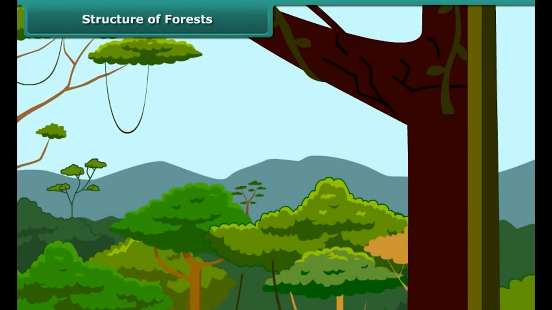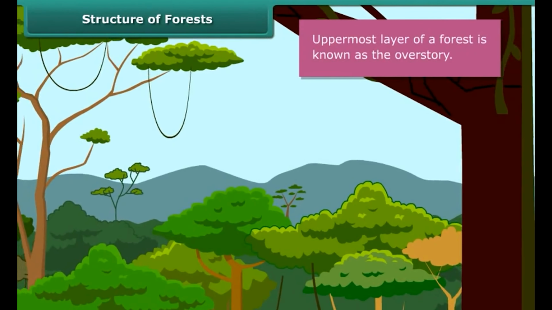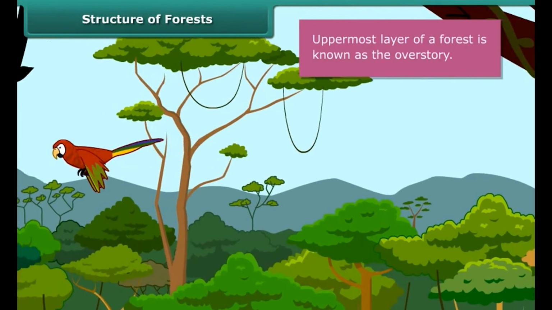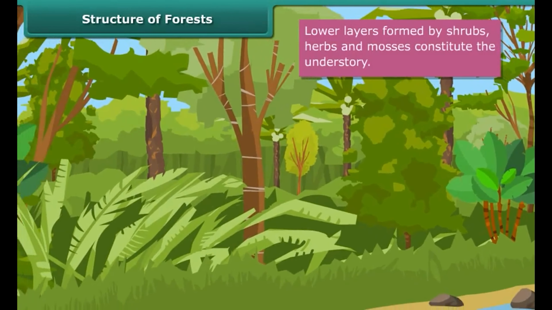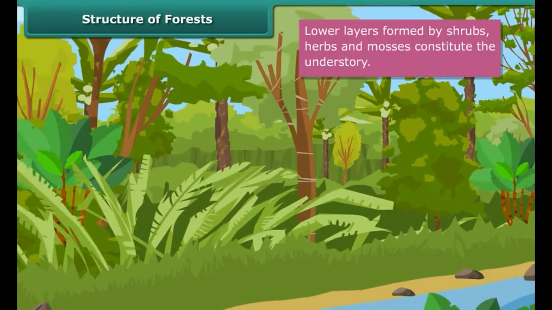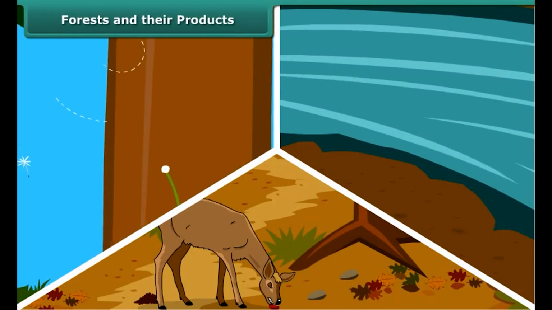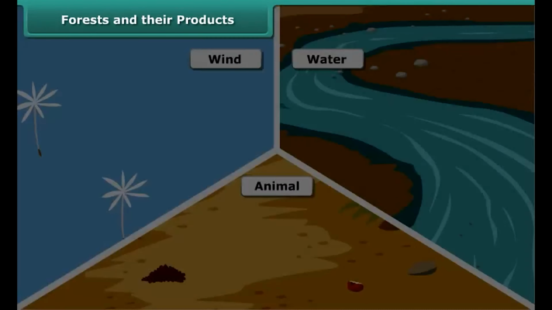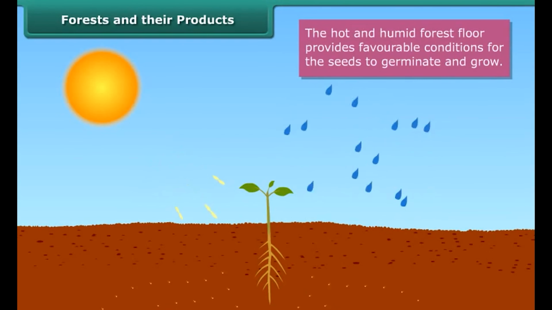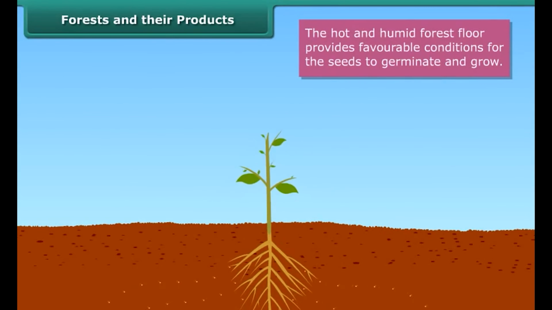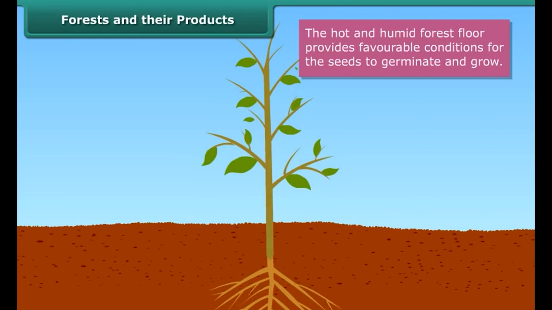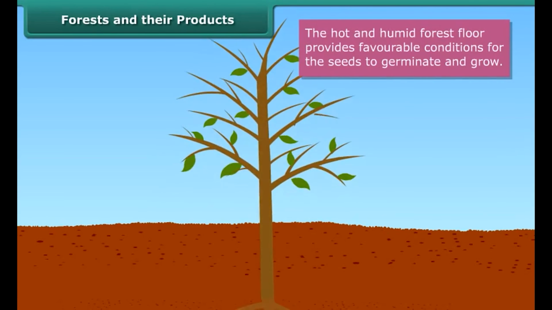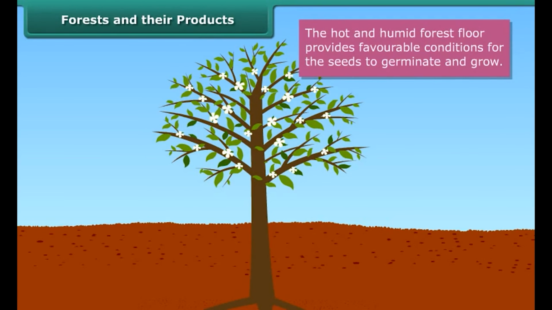A forest has a layered appearance and it has trees of different heights. While the uppermost layer is known as the overstory, the lower layers formed by shrubs, herbs, and mosses constitute the understory. Seeds produced by trees are dispersed by wind, water, and animals. The hot and humid forest floor provides favorable conditions for seeds to germinate. Seedlings emerge from germinated seeds and grow into saplings first and then trees.